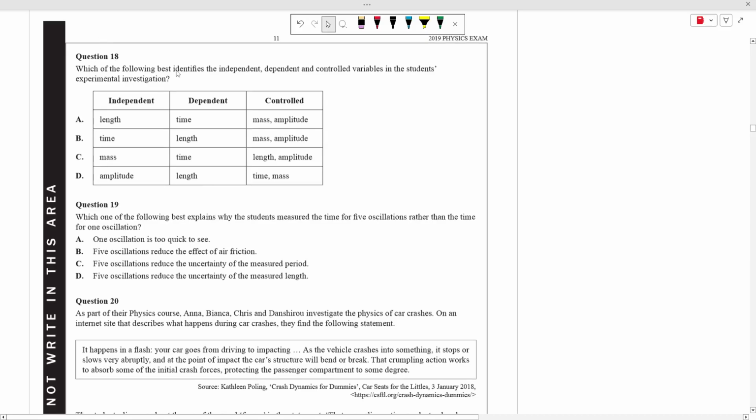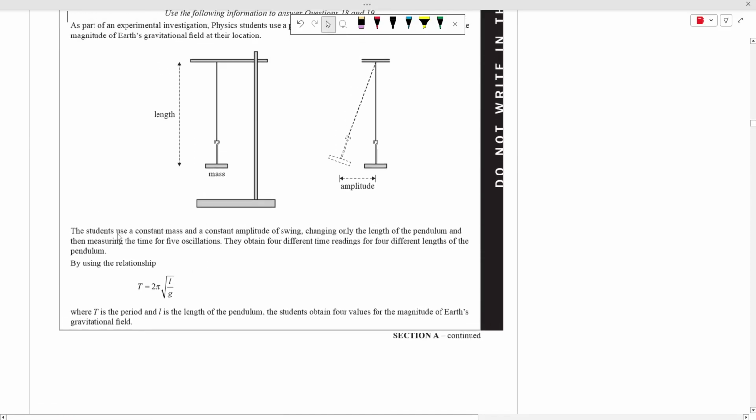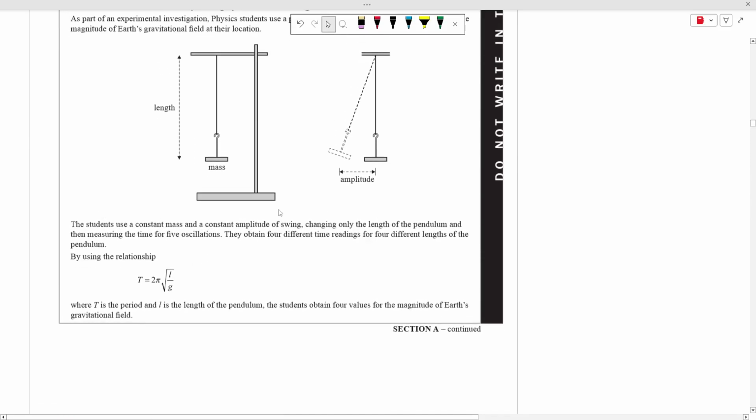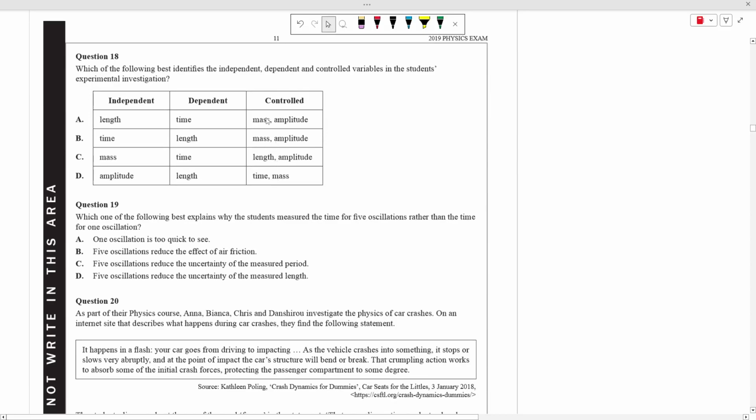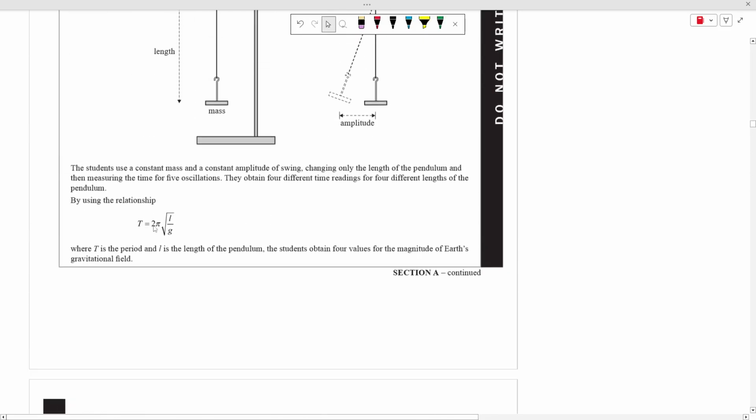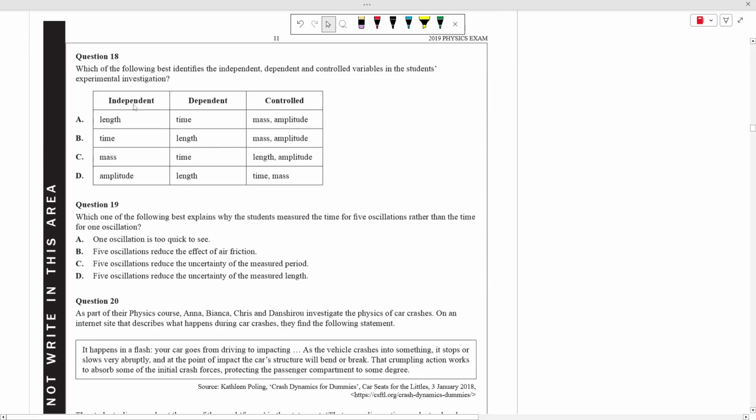Question 18, which of the following best identifies the independent, dependent, and controlled variables in the students' experimental investigation? Okay, so it tells us that we have a constant mass and constant amplitude. So controlled would be mass and amplitude. So it's either A or B. And what are we changing ourselves? So we change the length of the pendulum and we measure the time. So independent is length, dependent is time. So we're going to go with option A.